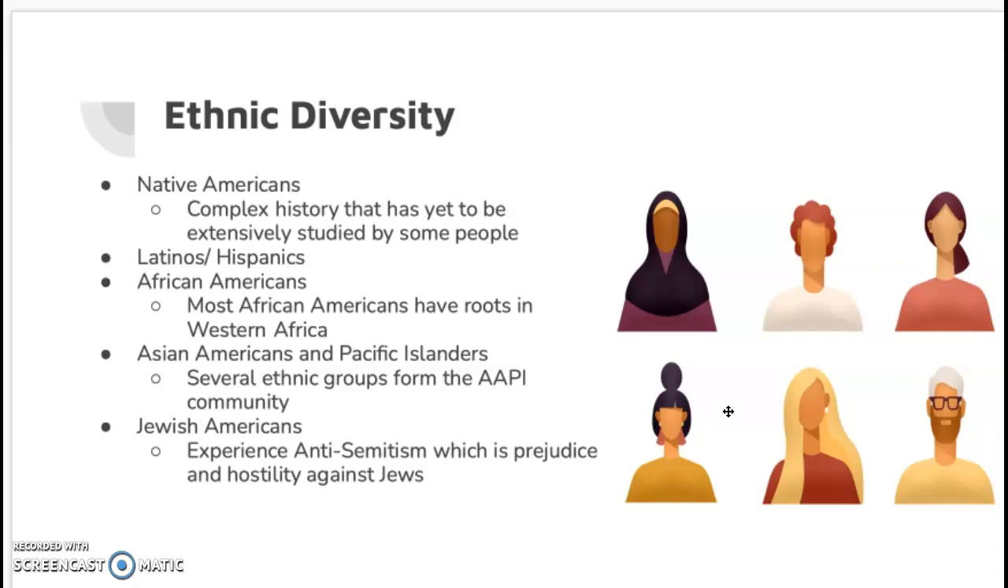Same with African Americans. Most African Americans have roots in Western Africa, and some African Americans don't even prefer to be called African Americans. So you have to gauge and build a relationship with your students to understand what they prefer to be called within their ethnic group.